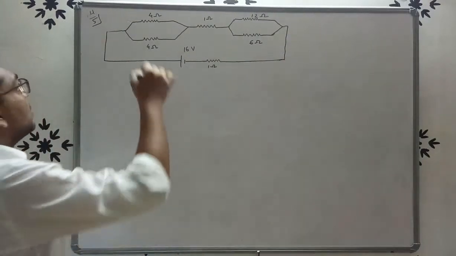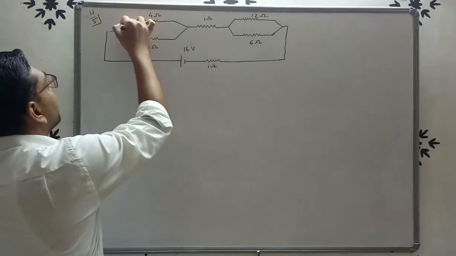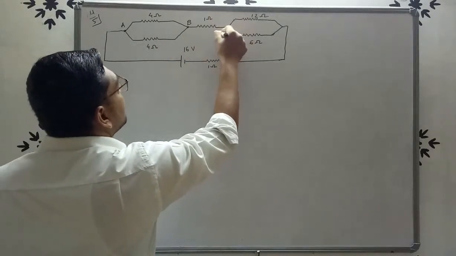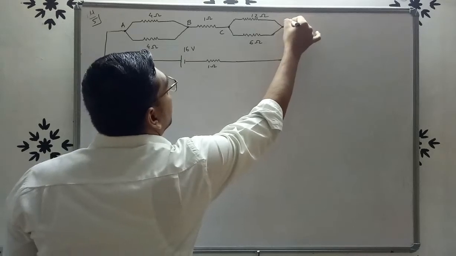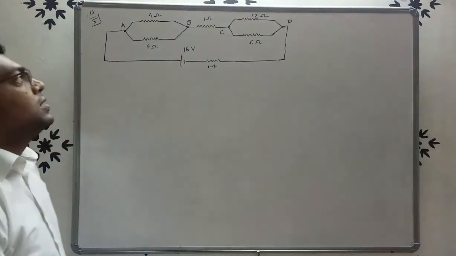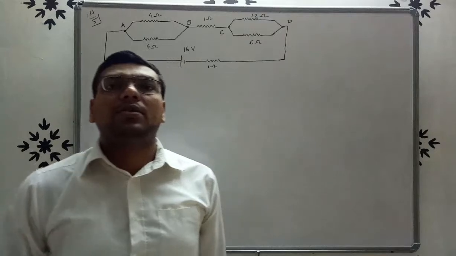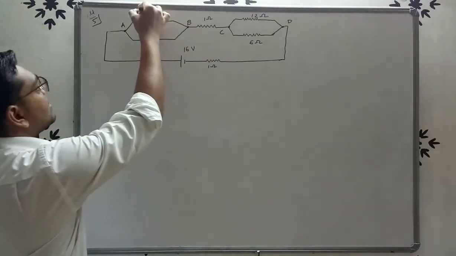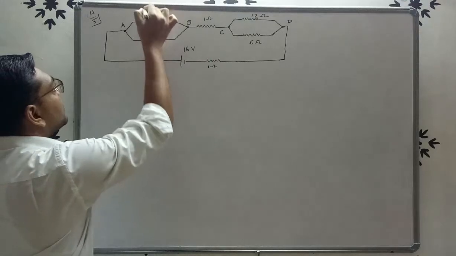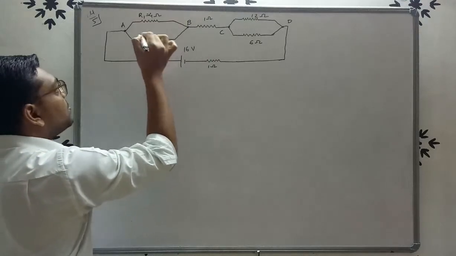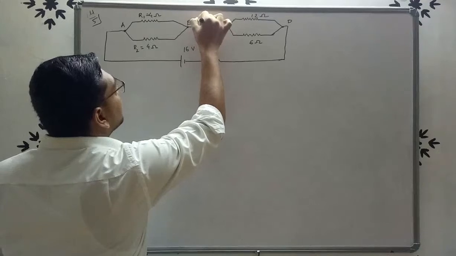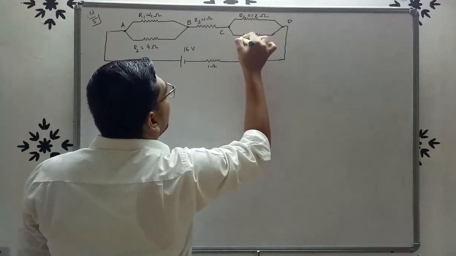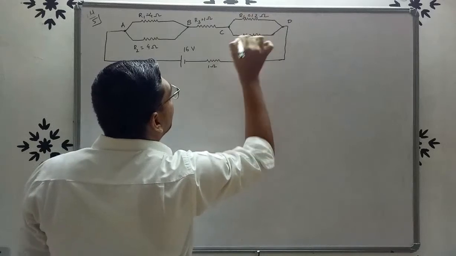A, B, C, and D. Okay, this is point A. This is B. This is C. And this is D. Right. So here, friends, we have to find out the equivalent resistance. So here, this is the first resistor. So here we assume this is R1. This is R2. This is R3. This will be R4 and this will be R5. Right.